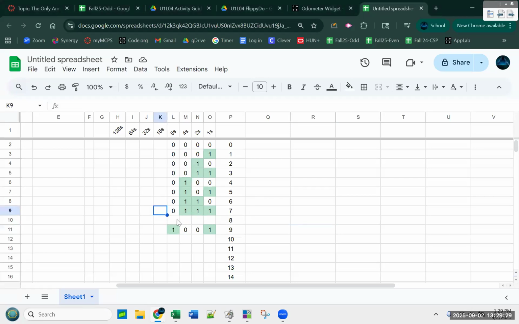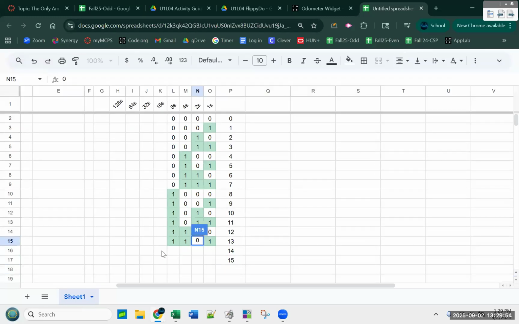All right, so 8. 8 is obviously just an 8. Okay, how do you get to 10? I did 9. How do you get to 10? A 10 is an 8 and a 2. Okay, 11 is an 8, a 2, and a 1. 12 is an 8 and a 4. 13 is an 8, a 4, and a 1. And 14 is an 8, a 4, and a 2. And 15 is an 8, a 4, a 2, and a 1.